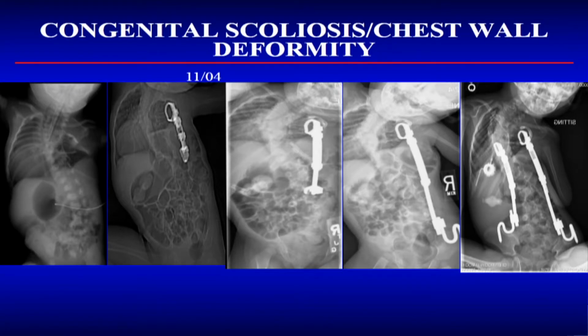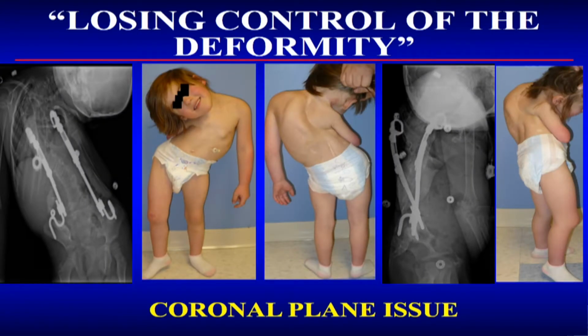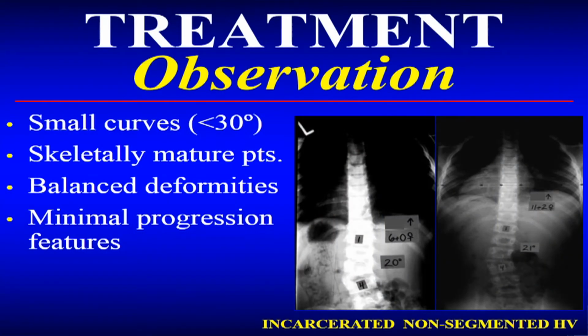We can also see, even despite our best attempts at controlling these deformities, malignant progression. As you see here, a very mild deformity at the beginning, treated with a VEPTR device, led to a very severe deformity where basically we lose control of the spine in the coronal plane.